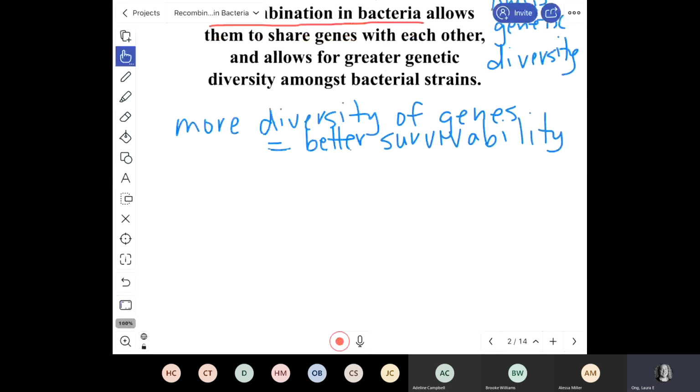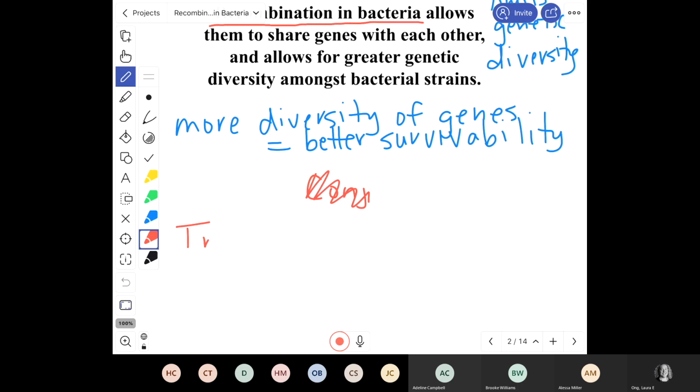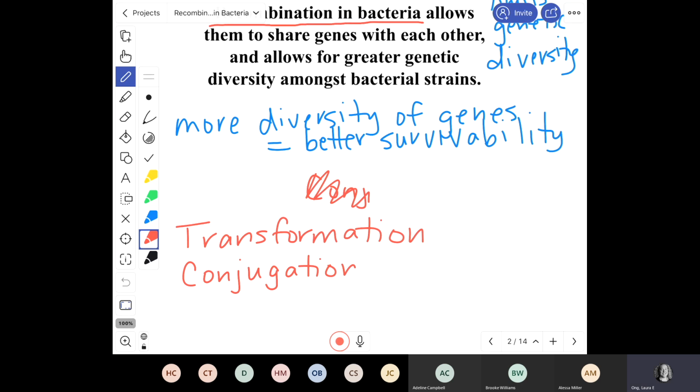There are three major ways to recombine genes. Let me write them in the order that they are in the slides. Okay, these are called transformation, conjugation, and transduction. Three separate styles of bacterial recombination.